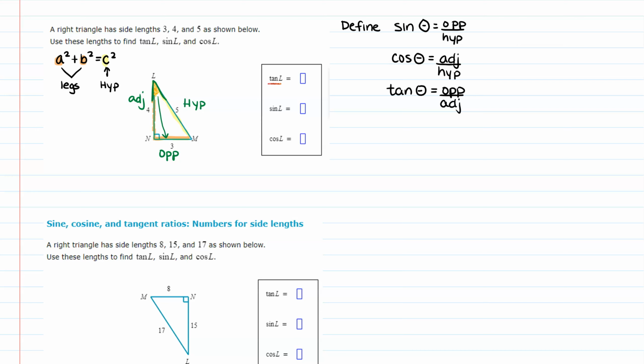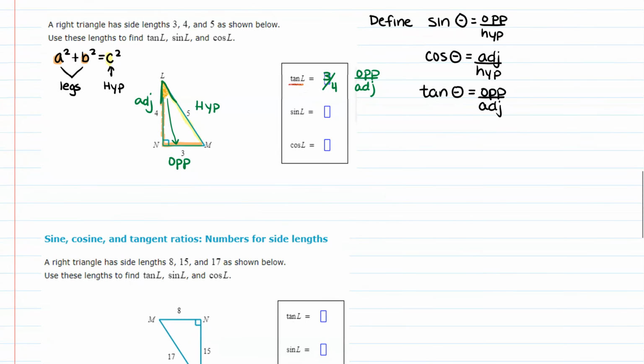So if I want the tangent of L, that's going to be opposite over adjacent. So the side opposite is 3, and the side which is adjacent is 4. So the tangent of L is 3/4. Let's try sine of L. So sine of L is going to be opposite over hypotenuse. So the opposite side is 3, and the hypotenuse is 5. So the sine of L is 3/5.